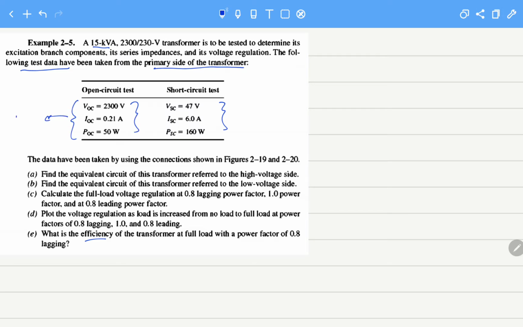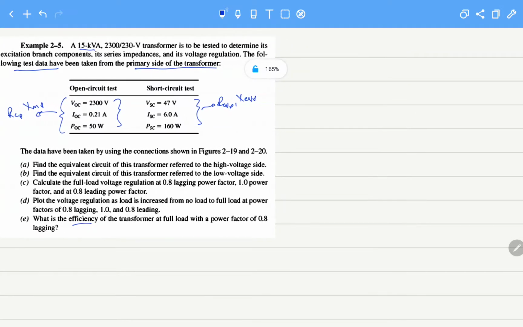Okay, so whatever values we will calculate from these values, and we know that the open circuit test is used to calculate RCP and XMP, the magnetization branch, and the short circuit test is used to calculate R equivalent P and X equivalent P. All these components will be reflected towards the primary side. What I mean by that we will see further, and we have already calculated the values in the previous examples.